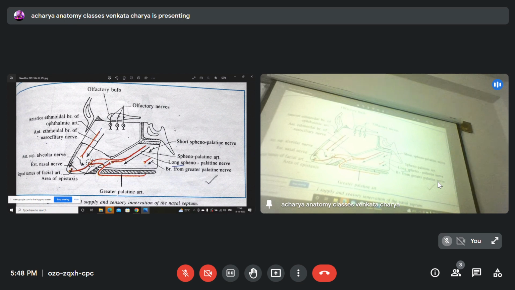All these branches, vessels and nerves supply the nasal septum. Even the facial artery. All these vessels and nerves supply the nasal septum. Are you getting? So this one is a 10 marks question.